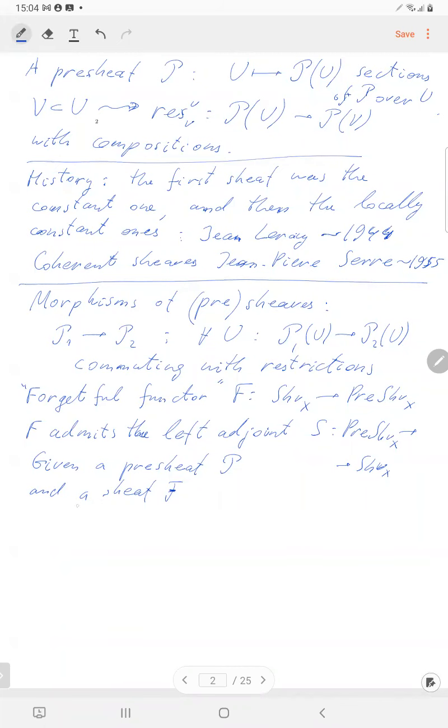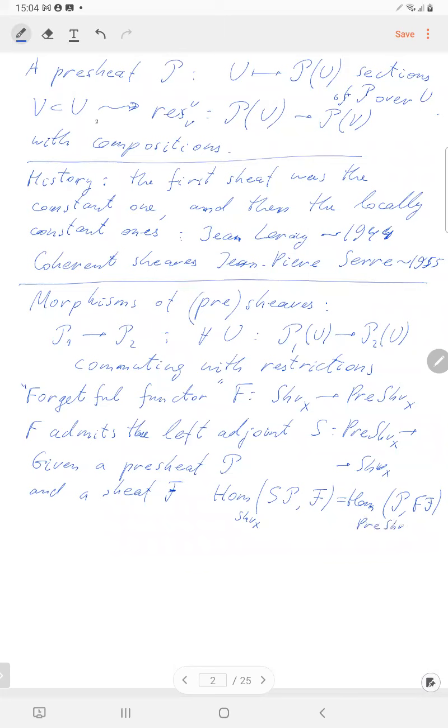So given a pre-sheaf and a sheaf, the morphisms from this sheafification, left adjoint functor of P into F are the same, and these homs are taken in the category of sheaves, are the same as homs from P to this sheaf F that is with its sheaf structure forgotten. The hom is taken in the category of pre-sheaves.